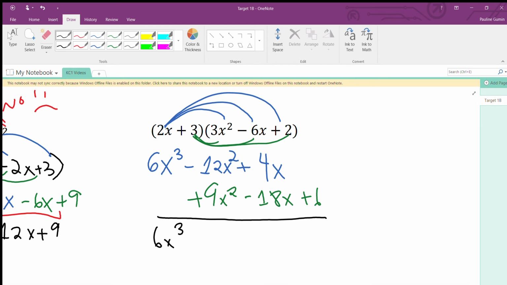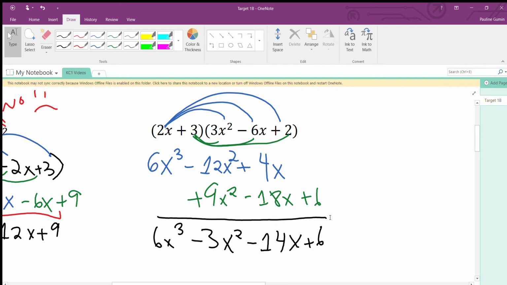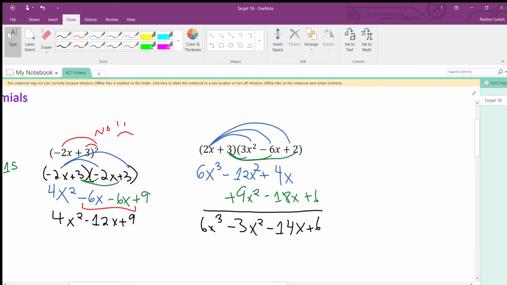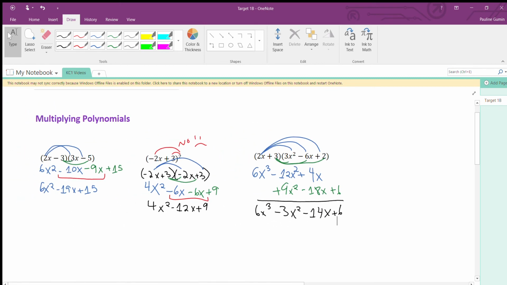Well, let's add. There's nothing to add the 6x to the third, so it just remains 6x to the third. Negative 12 and 9 give us negative 3x squared. 4 and negative 18 is negative 14x, and then the 6 just stays a 6. When we're multiplying, generally speaking, most of the time actually, your first and last terms are going to stay by themselves.